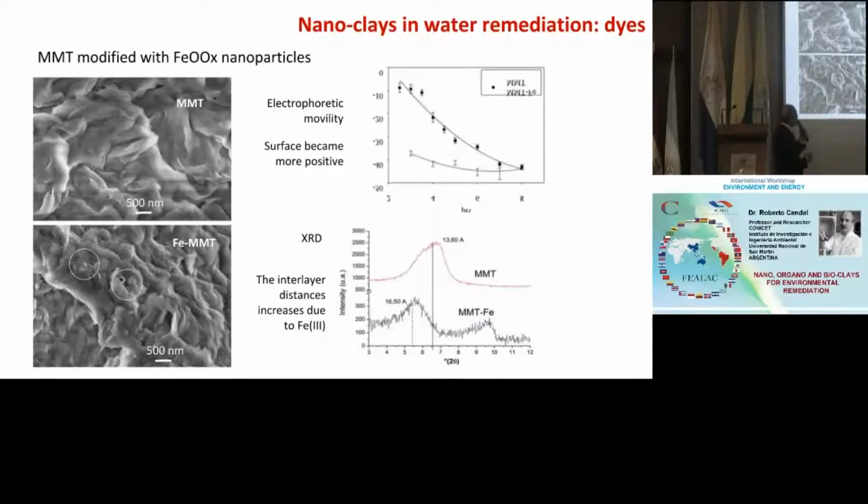Another use of clays is when modified with iron oxide. In this particular case, we took the same clay. These look like flakes, and they are all intermingled, and we can modify them by depositing iron oxide particles. You can see them, and with this we have the possibility of transforming this into a catalytic element. Again, iron oxide is in the interlayer of the montmorillonite at different angles, and this is what happens with electrophoresis. It changes the surface charge. It becomes more positive because of the presence of iron.